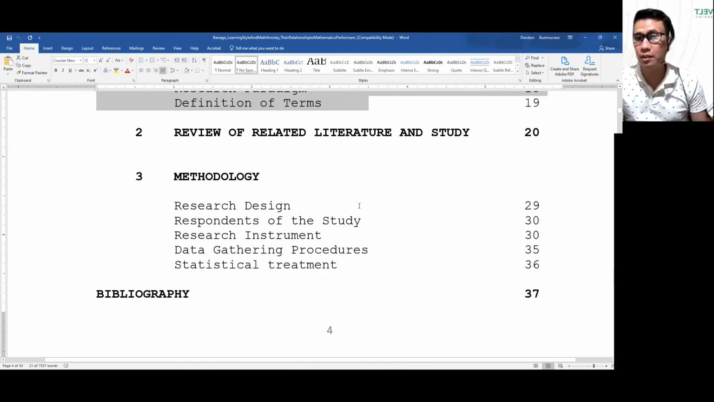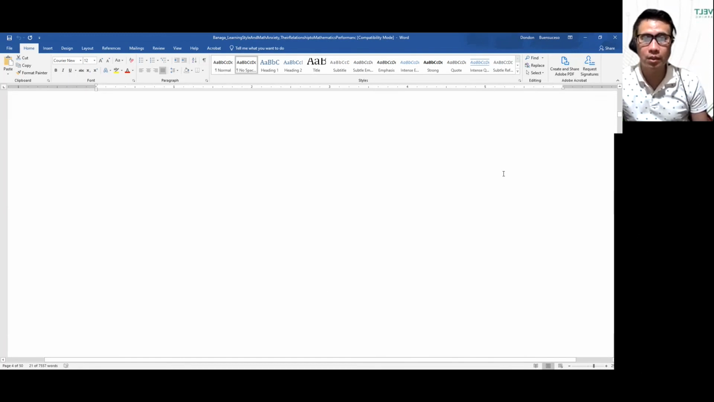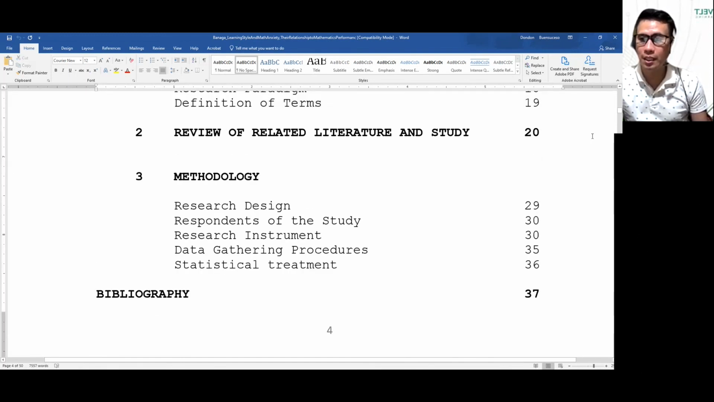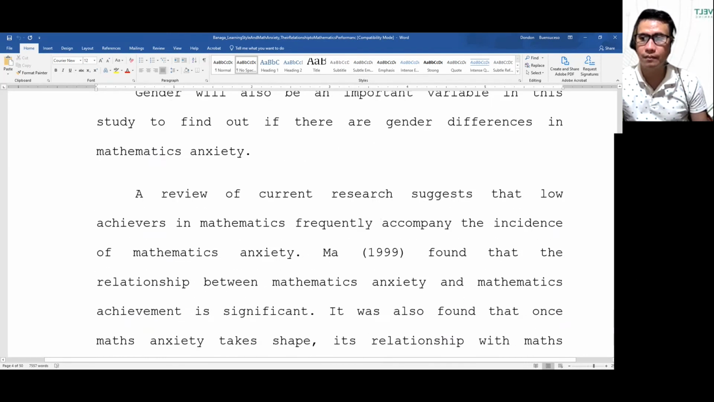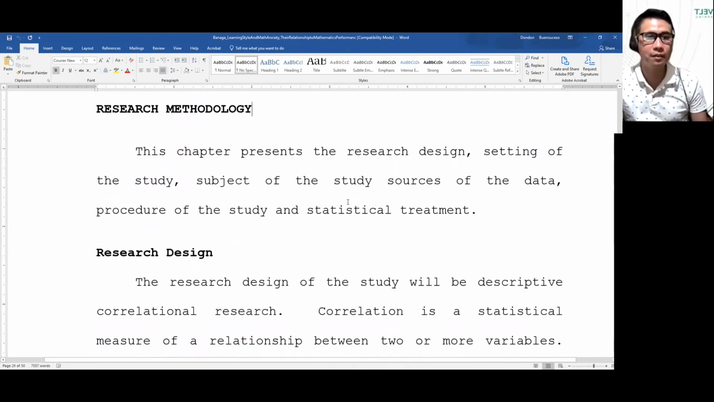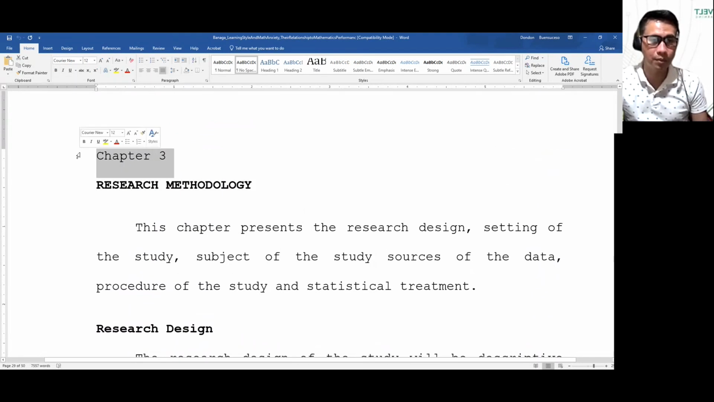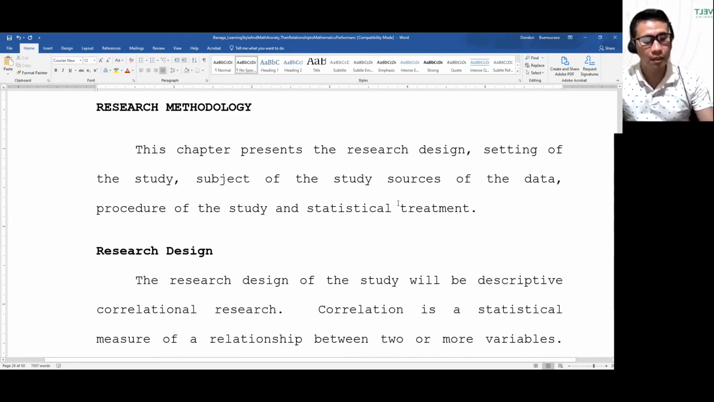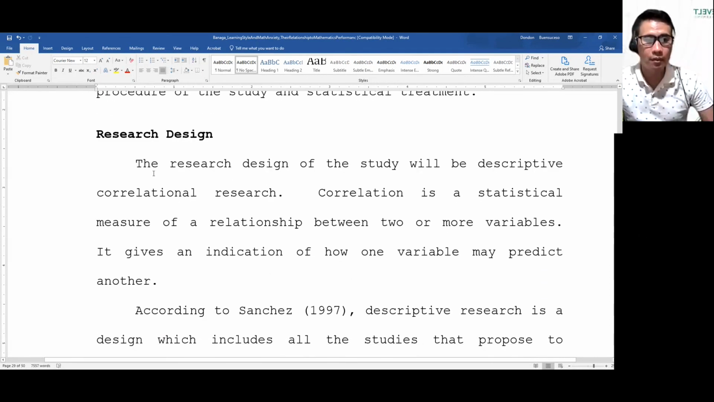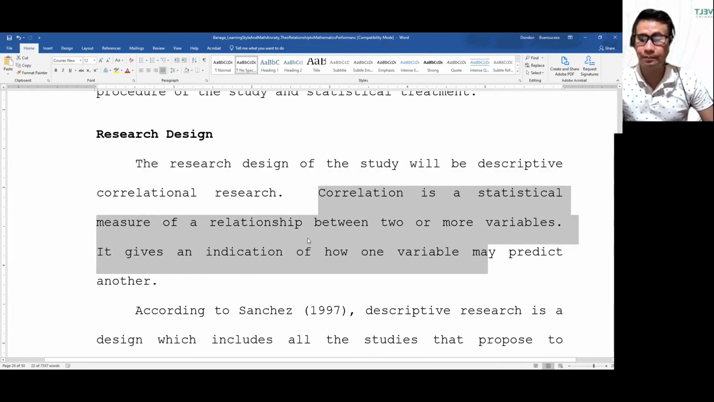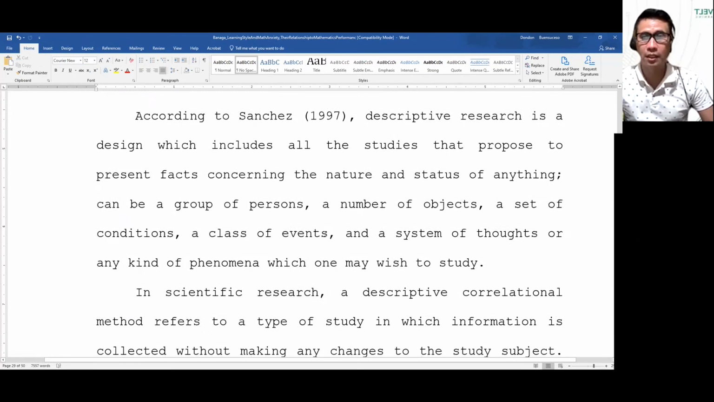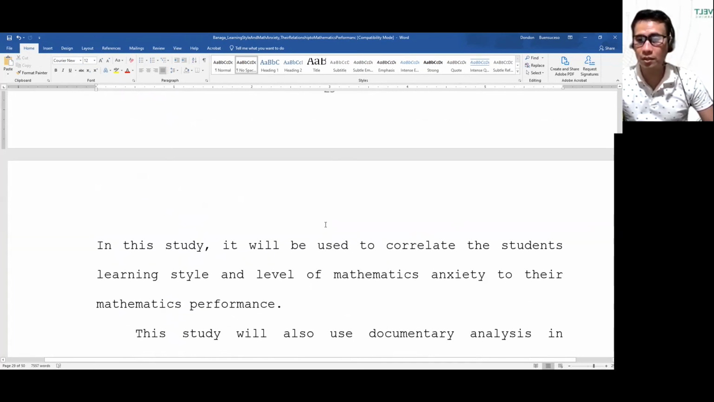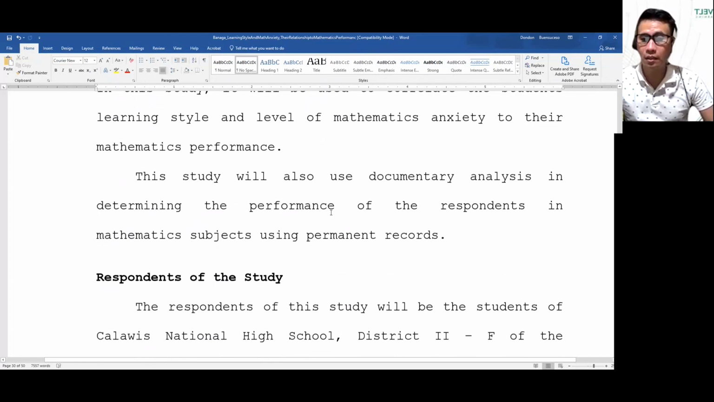Let's take a look at the methodology immediately. Okay, chapter number 3, page 29. So we'll start with the research methodology. Chapter 3 could be at the middle if you want. Then this chapter presents the research design, setting of the study, subject of the study, and so on. Then in the research design, you will explain correlational research. Then you explain further, and you indicate the authors. Cite more authors and then explain. So explain also that correlational research is actually a quantitative research.